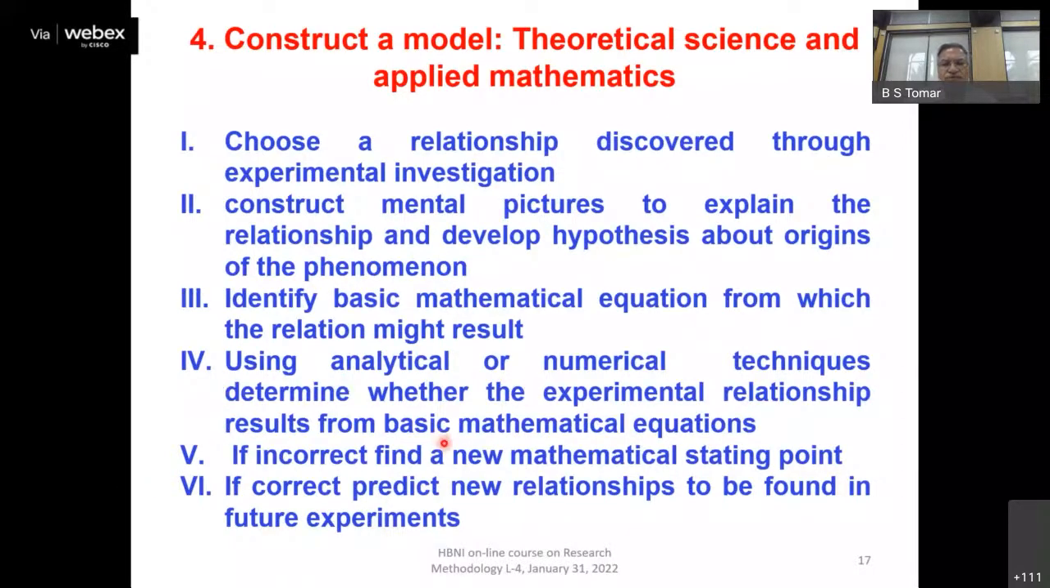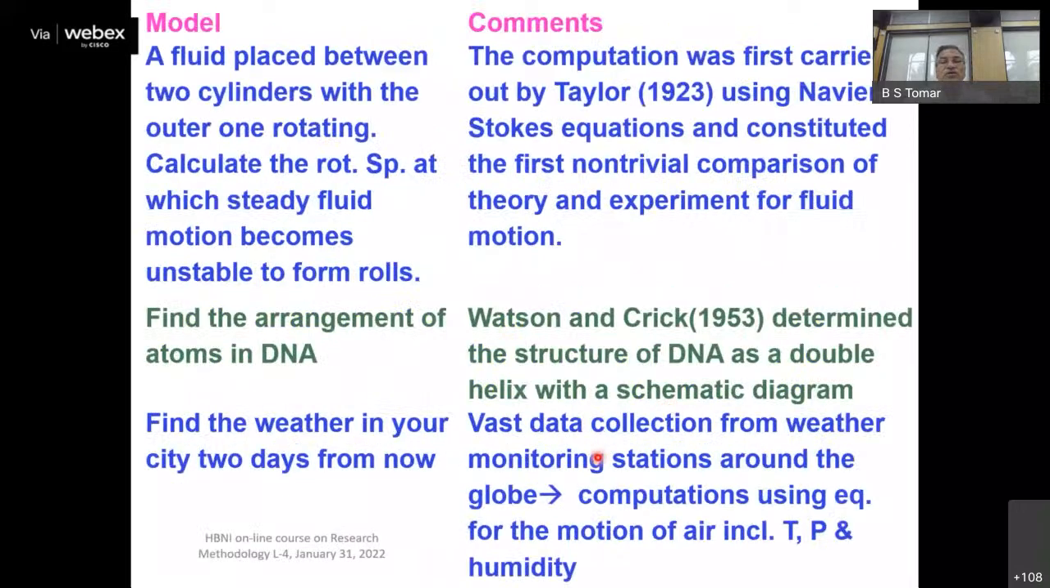So these mathematical equations will help you in predicting unknown quantities. If it is incorrect, find a new mathematical starting point and so on. And if correct, then predict new relationships to be found in future experiments. So that is how one can proceed in theoretical calculations and mathematical modeling. Here I have given some examples of that.